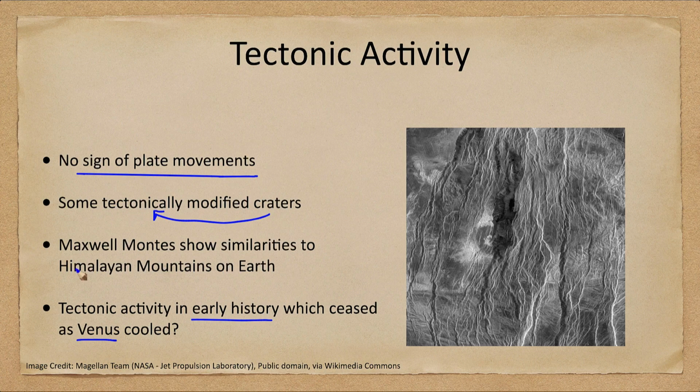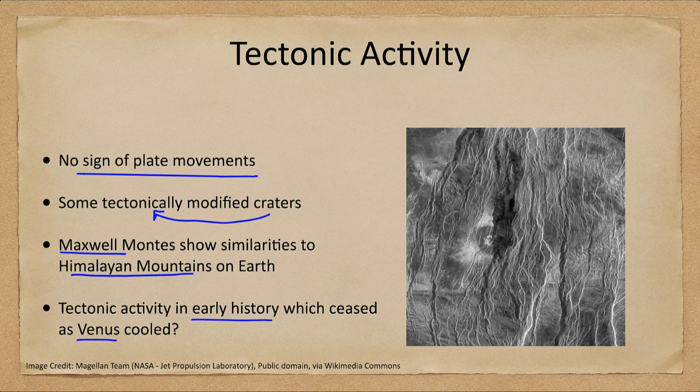We also look at those Maxwell Mountains that we see. They look similar to the Himalayan mountains on Earth, which are formed by tectonic activity. And that is material pushing up when two plates crush together and push those up. So maybe there was some tectonic activity on Venus early on.